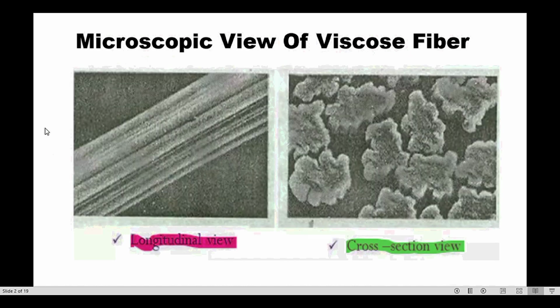Second, we will discuss the microscopic view of viscose fiber. Here two types of view are shown. Here is the longitudinal view, and the next is the cross-sectional view of the viscose fiber.